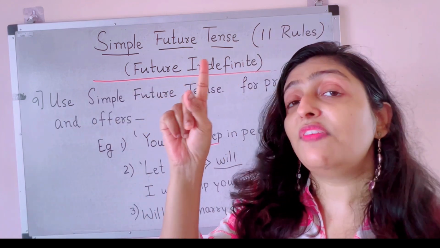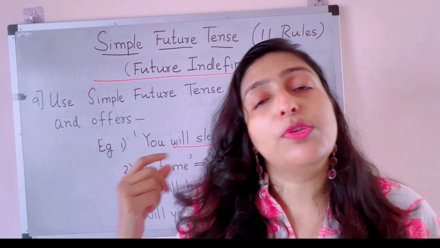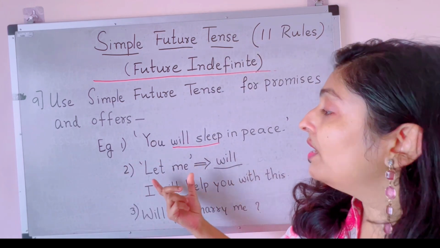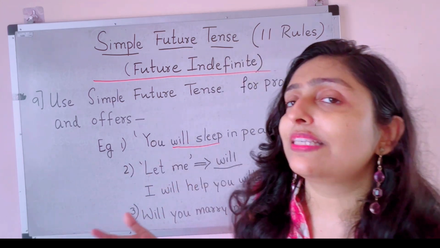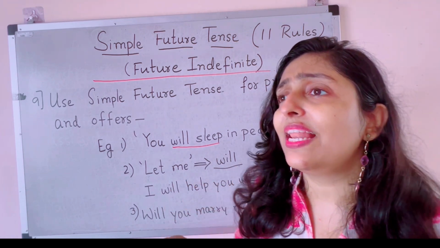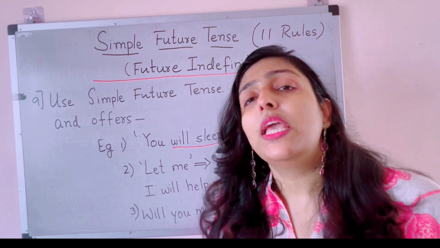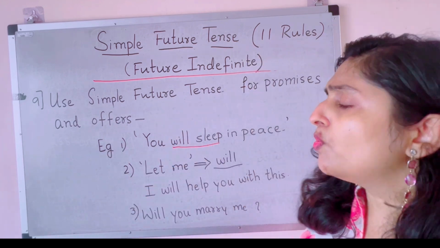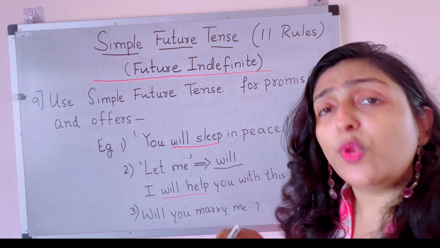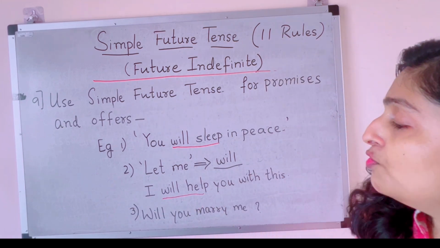Next is the "let me" construction, which is equal to will. Okay, previously we had seen "am/is/are going to" construction is equal to will construction. Now here, "let me" construction is equal to will. I will help you with this. So if you had to say, let me help you with this, let me deal with this, it means I'll help you with this, I'll deal with this. So will help is in simple future tense.